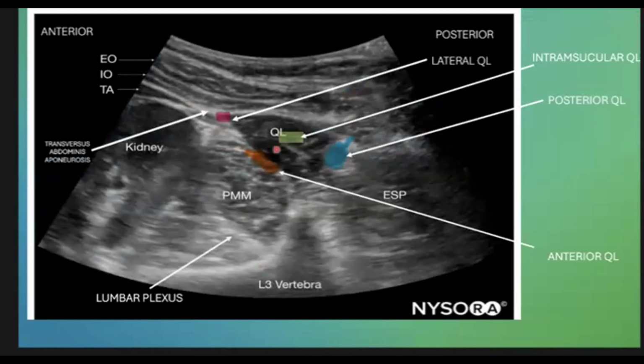Now, for the different types of QL blocks that we perform: in the lateral QL block, the drug is deposited at the posterior most part of the transversus abdominis aponeurosis, which can be seen as a hyperechoic reflective line in the USG. The posterior QL block is where the drug is deposited between the quadratus lumborum and erector spinae muscle. The anterior quadratus lumborum block, or the transmuscular block, is where the drug is deposited between the quadratus lumborum and the psoas muscle.